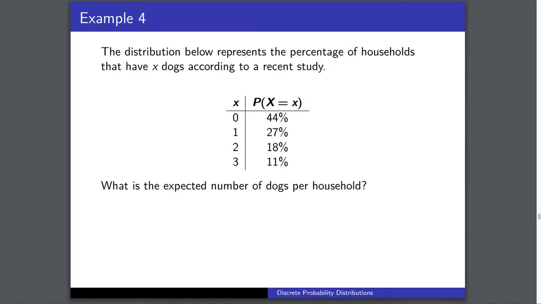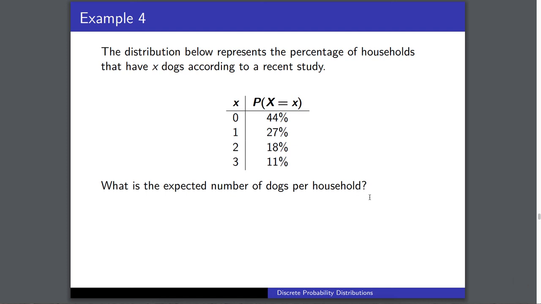Example 4, the distribution below represents the percentage of households that have X number of dogs according to a recent study. So 44% of the households have no dogs, 27% of the households have 1 dog, 18% of the households have 2, and then instead of 3 or more, it just made it 3 because it was too open-ended when calculating the expected value. So 11% of the households have 3 dogs. So what is the expected number of dogs per household?